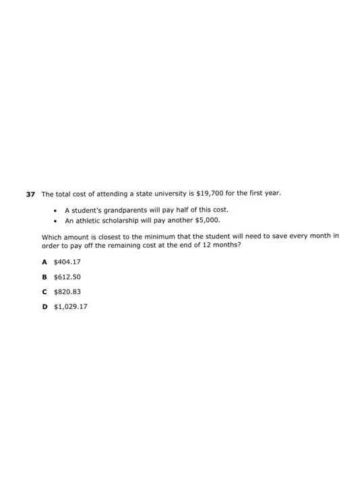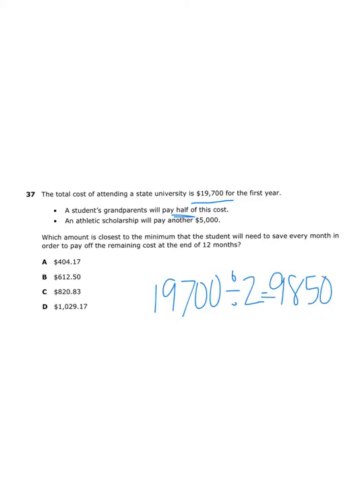The total cost of attending a state university is $19,700 for the first year. A student's grandparents will pay half the cost. So first you'd have to figure out what half of the cost is. So when we do that, we see that half the cost is $9,850. An athletic scholarship will pay for another $5,000. So you're going to take that away because you don't have to pay for that if it's a scholarship.